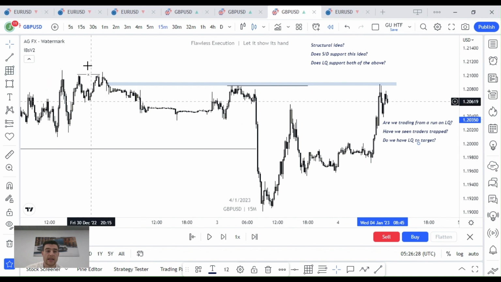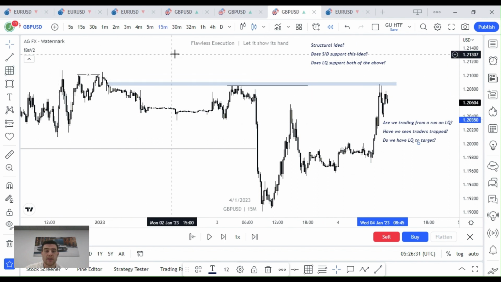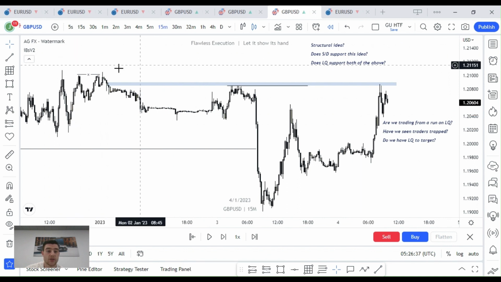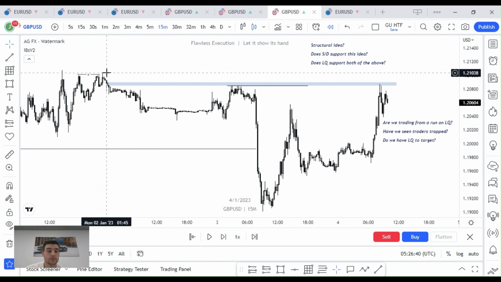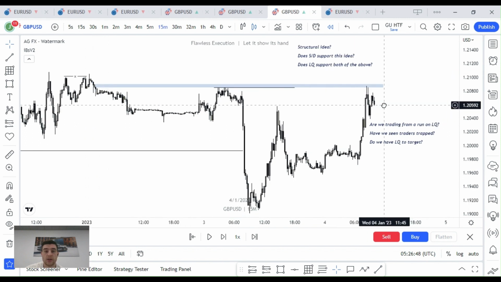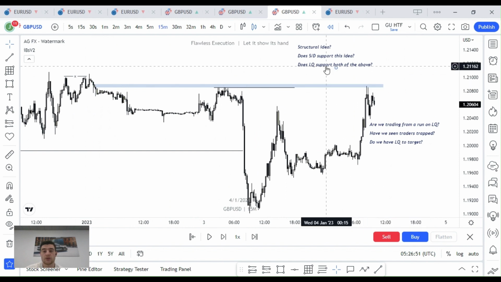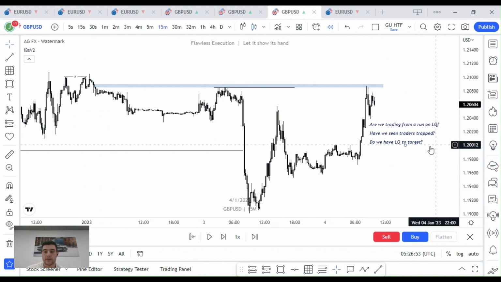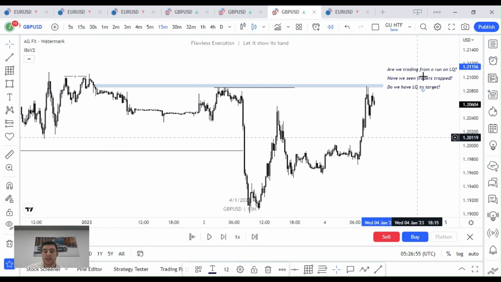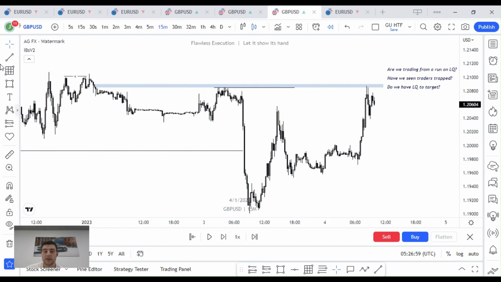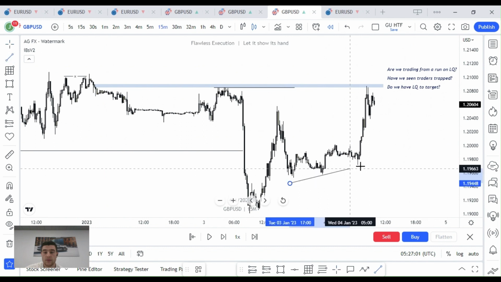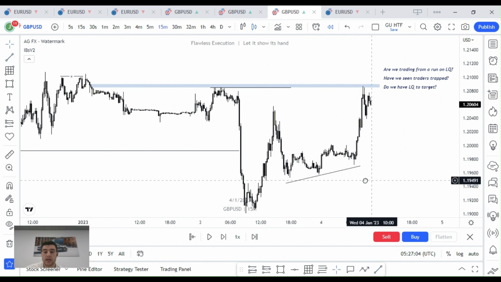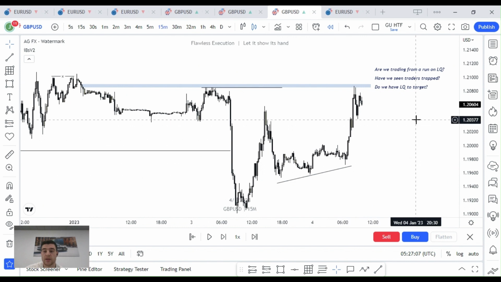So are we trading from a run on liquidity? We know this whole area on the 4 hour is a run on liquidity, but we can break this down even further by saying that this is also a run on liquidity on the 15M chart. You can see here we get this wick that runs these previous equal highs. So this area, yes, is a run on liquidity. So we know there's resting orders here to be filled so that we can take this trade short. So let me just delete this for now. So have we seen traders trapped? Yes, here. Do we have liquidity as a target? We have all of these resting orders here that we can use as a magnet to pull price once we get into the trade.